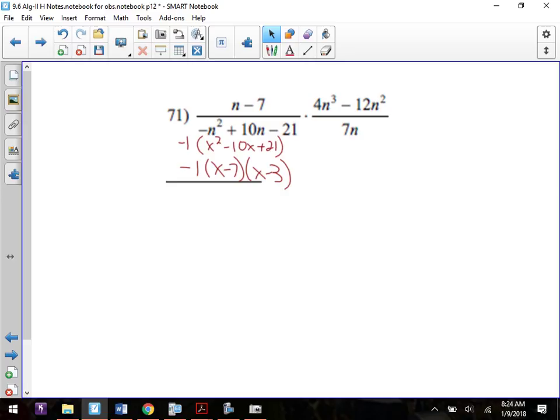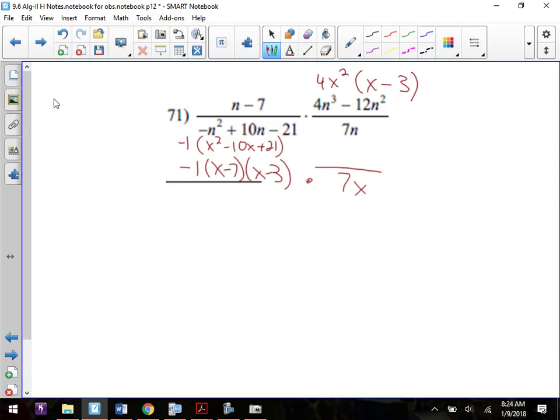It's okay, you can write n's and x's, it's no big deal. So what we have here is a 4x squared and an x, 4x minus 3. And now the fun begins. So let's see, we have 4x over negative 7, or negative 4x over 7, however you want to write it.